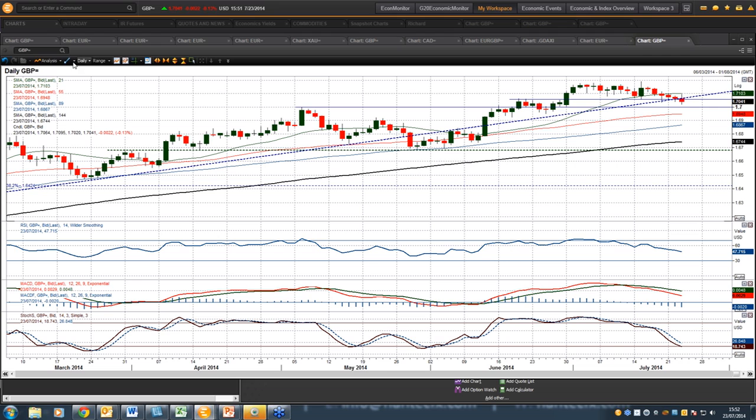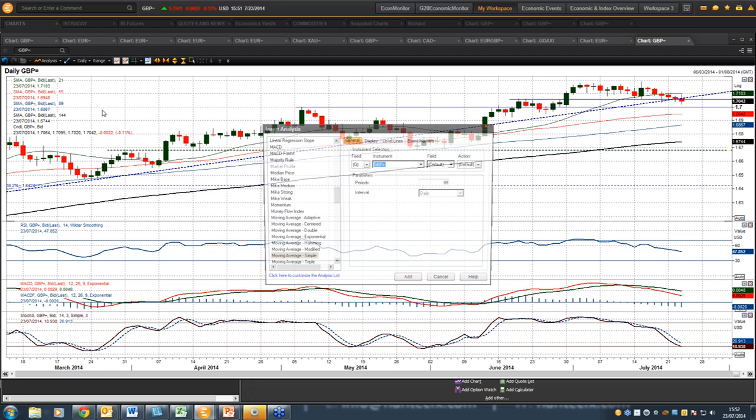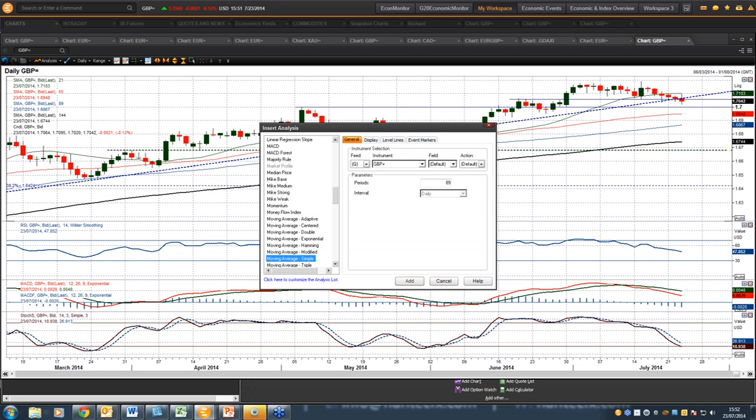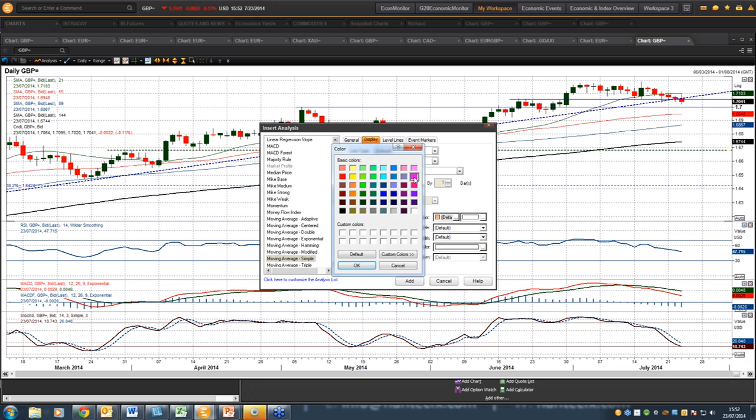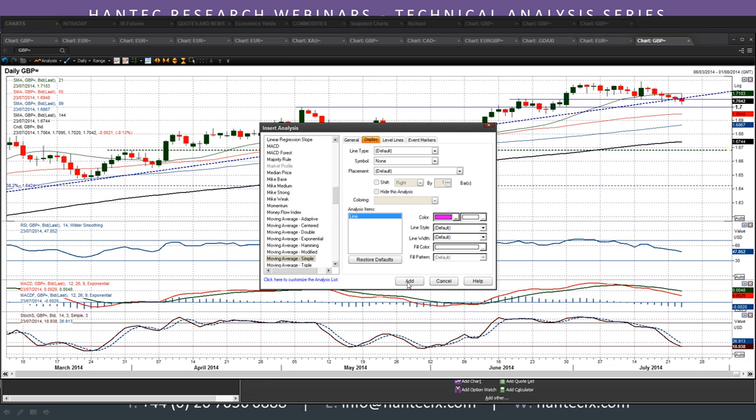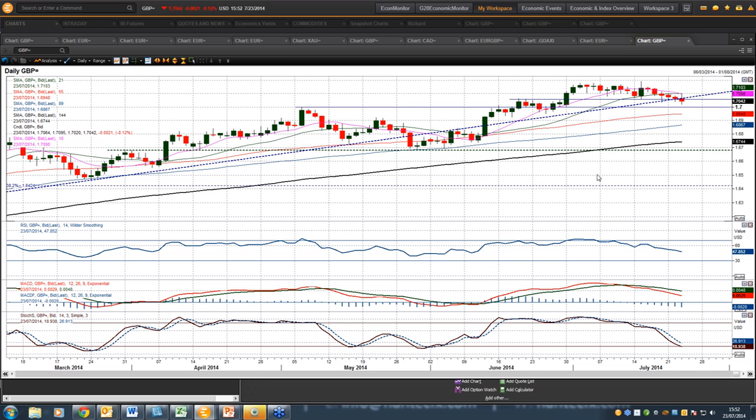Okay, so what we can do is we can add in a moving average, 10, give it a nice pinky purple. Yeah, well, there you go. Okay. It has indeed crossed the 21-day moving average.